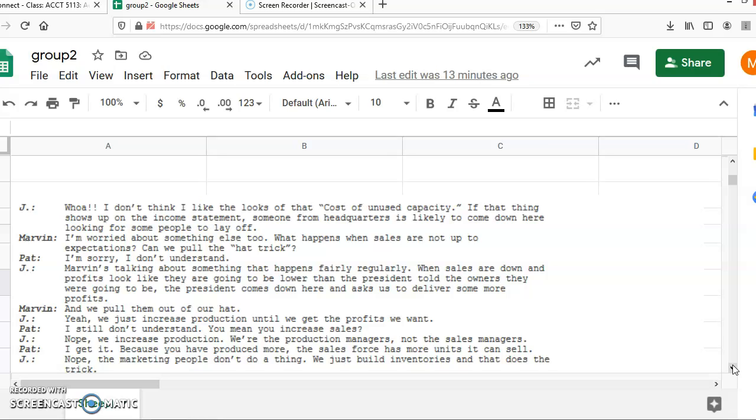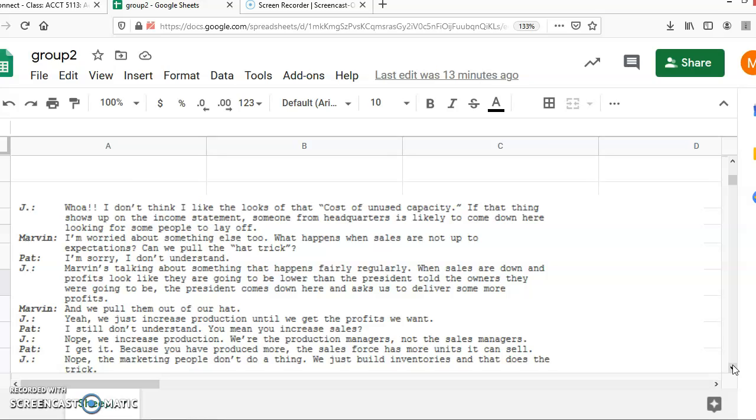Pat, I'm sorry. I don't understand. Marvin's talking about something that happens fairly regularly. When sales are down and profits look like they are going to be lower than the president told the owners they were going to be, the president comes down here and asks us to deliver some more profit. And we all pull it out of our hat. Yeah, we just increase production until we get the profits we want.